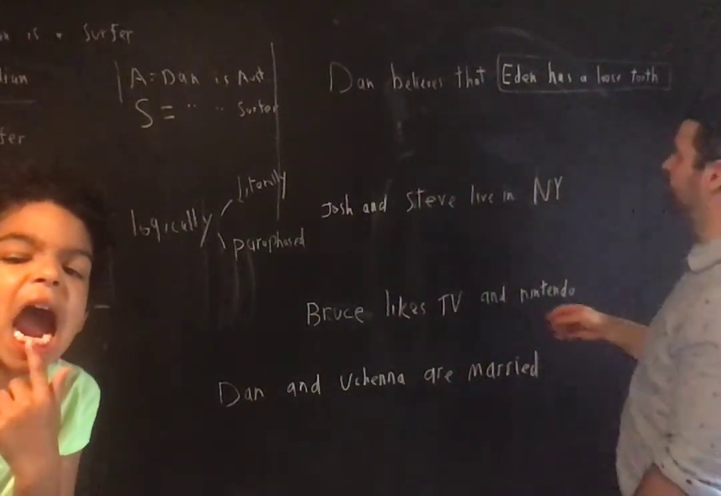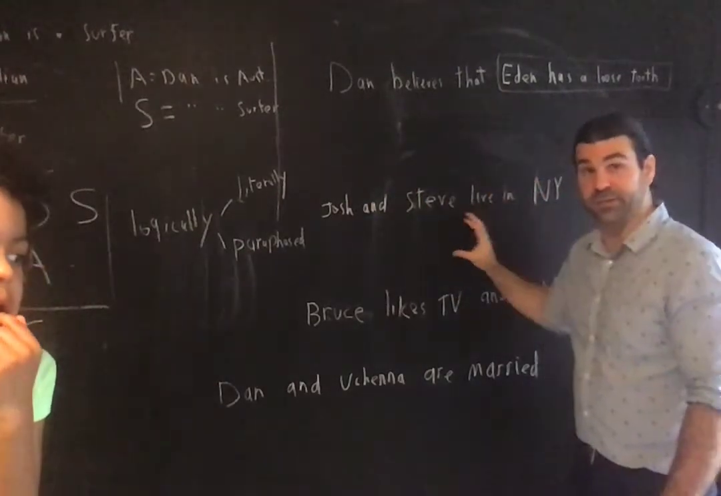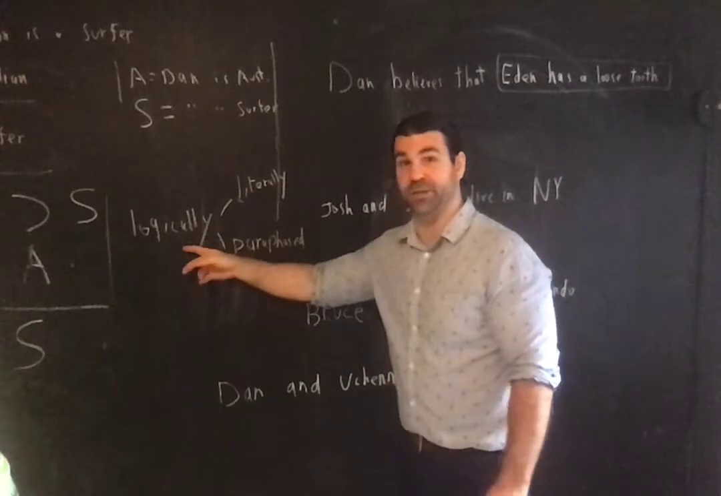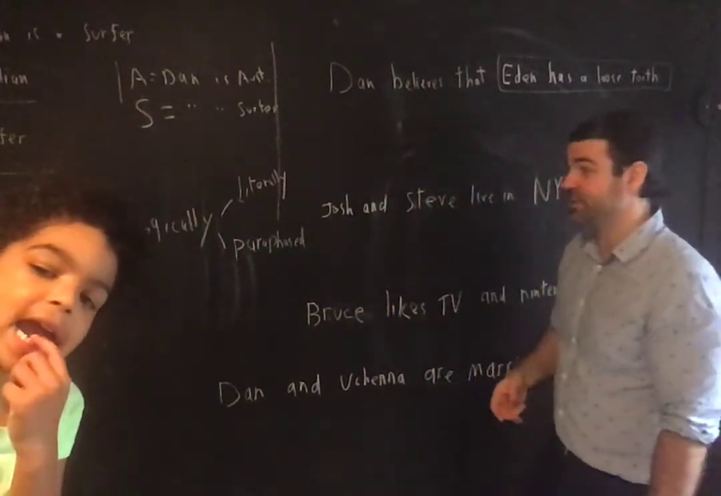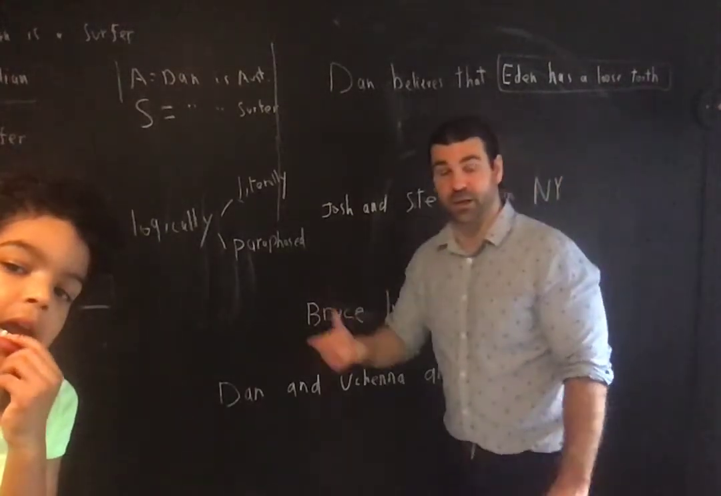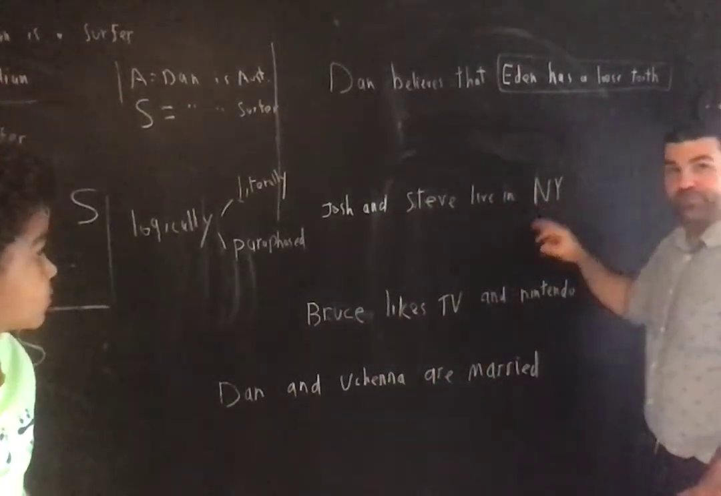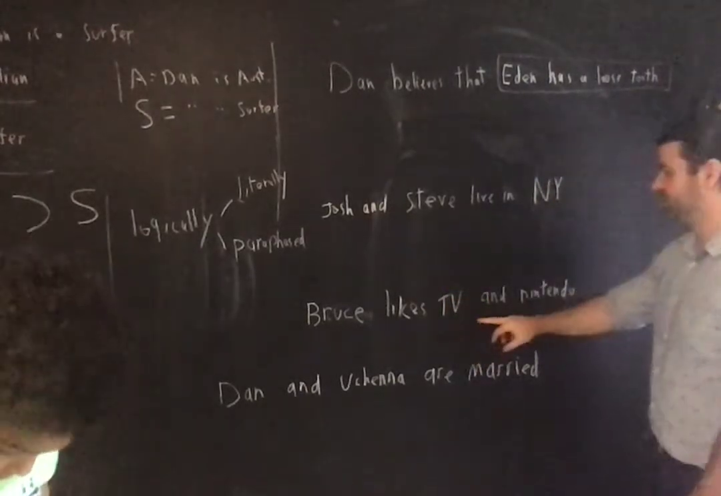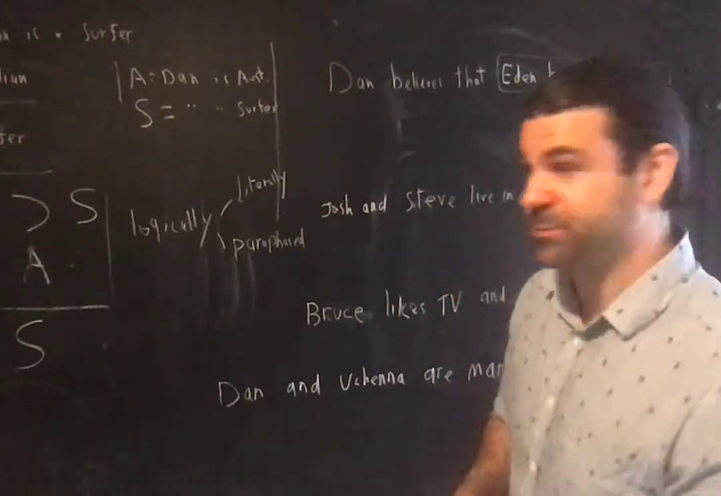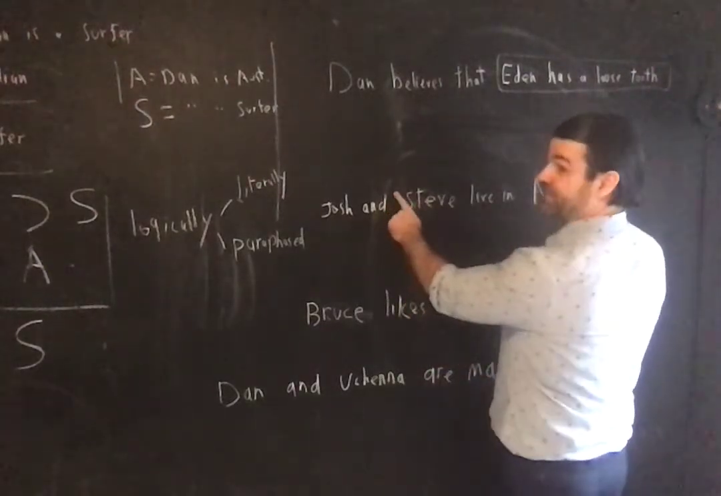But consider this, which is going to be called the compound. This is a sentence which does not literally contain another sentence as a component, but will nonetheless count as compound because it does logically contain another sentence as a component. Why? Because this sentence can be paraphrased such that it does literally contain another sentence as a component. All right, Josh and Steve live in New York. This is going to be one with a compound subject. And next one, Bruce likes TV and Nintendo. It's going to be a compound predicate. These things are discussed in Klenk, chapter 2. So Josh and Steve live in New York. You might think Steve live in New York.